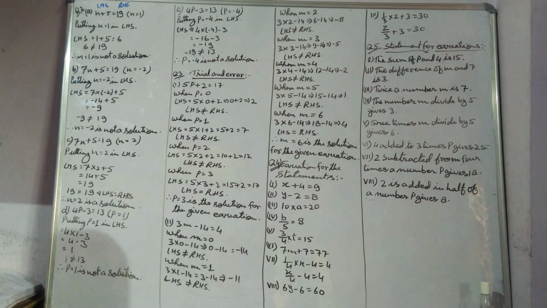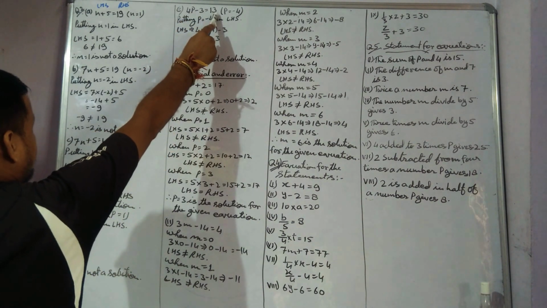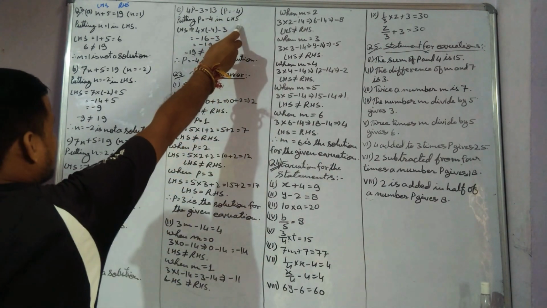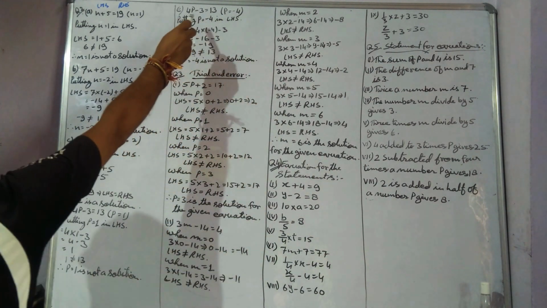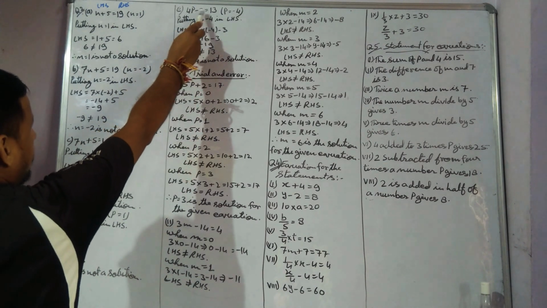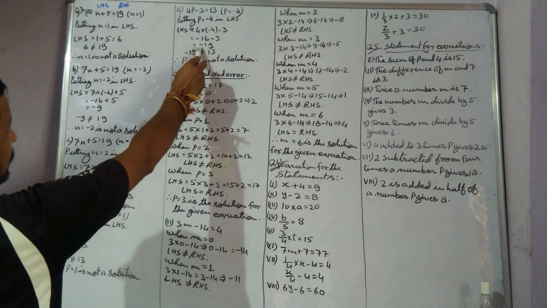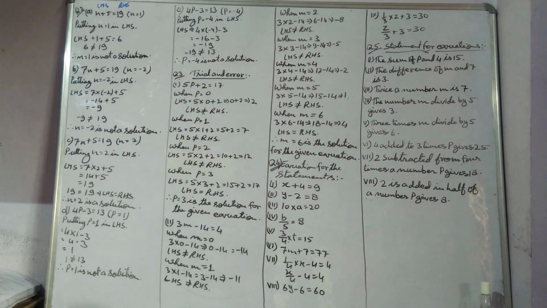Now next one is 4p minus 3 is equal to 13. Now p equals minus 4 is given here. Put the value of p equals minus 4 in the LHS of the equation. So that is 4 into minus 4 minus 3, which is equal to minus 16 minus 3, that is equal to minus 19, and minus 19 is not equal to 13. So we can say that p equals minus 4 is not a solution.